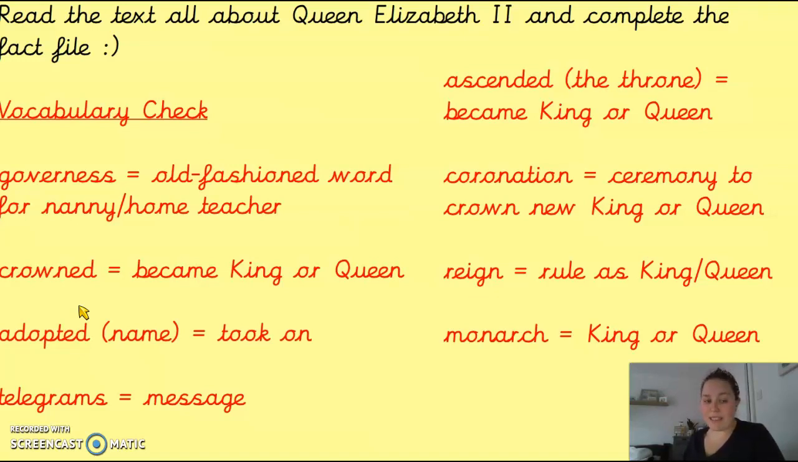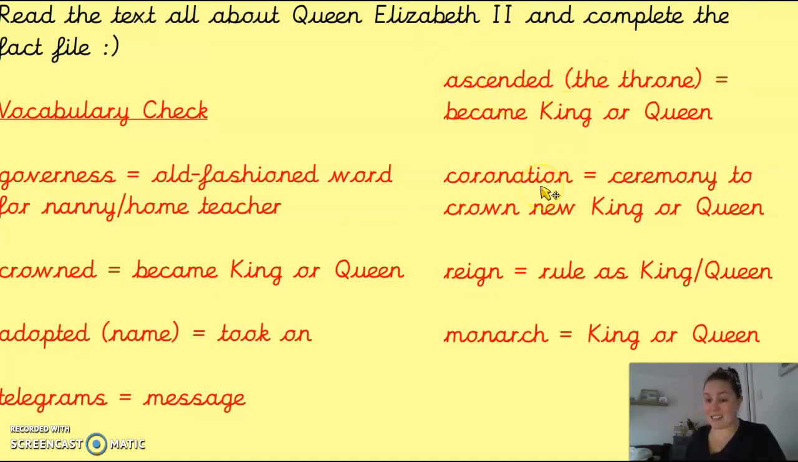It's got the word adopted in the text. Now we might know the word adopted in terms of adopting children, but this is about adopting a name. So it says that when Elizabeth's father became king, he adopted his father's name. So it just means he took on. So he changed his name for his father's name. It talks about telegrams, and that's an old-fashioned type of message that would come across the telegraph and then be printed out, so you'd receive this little message that had been sent.